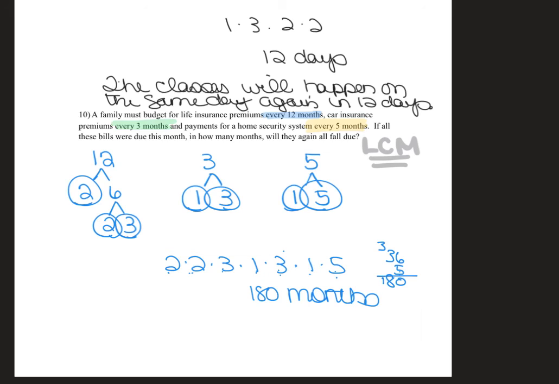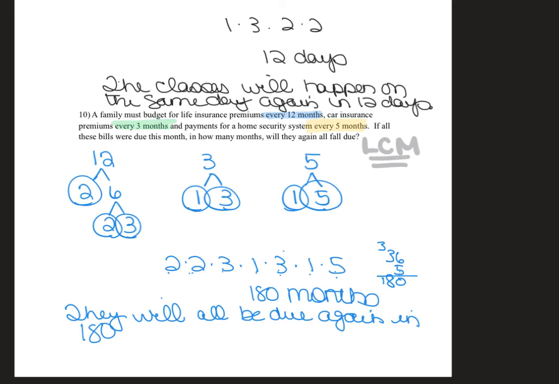It asked me for months, so I don't have to change it. So they will all be due again in 180 months. If you wanted to convert that to years, it would be 15 years. So not terrible. You get 15 years before they're all due again.